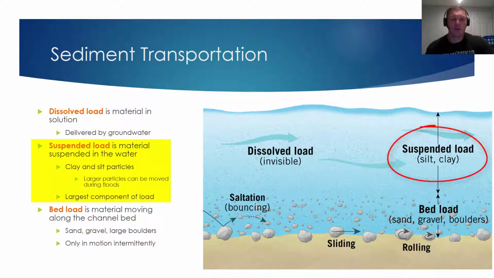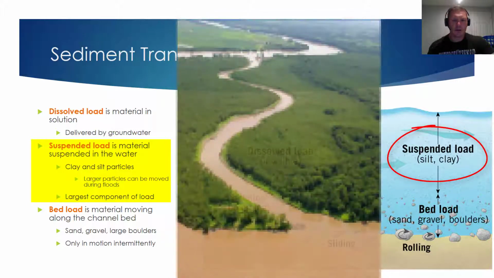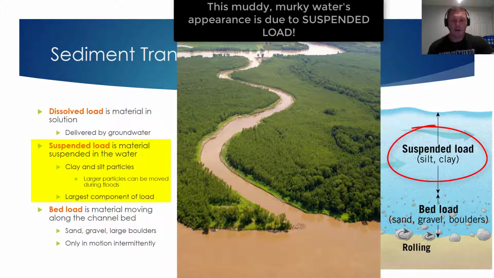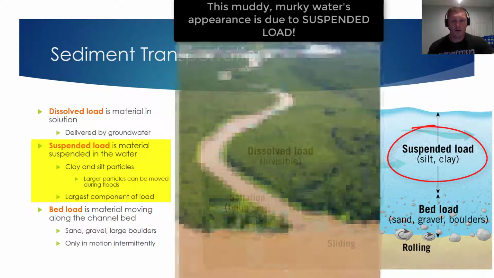Now, suspended load is material that's actually suspended in water. These are very often clay and silt particles. When you take a look at a river and it looks really muddy, what you're actually seeing is the suspended load. When we consider all three of the types of load on this slide, suspended load is the largest component of sediment that's being transported by a river.